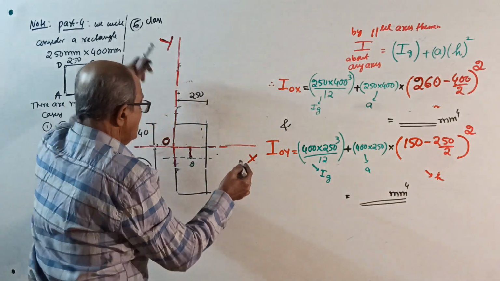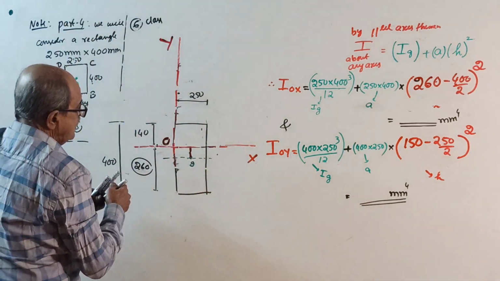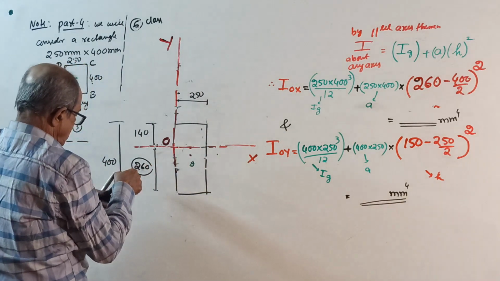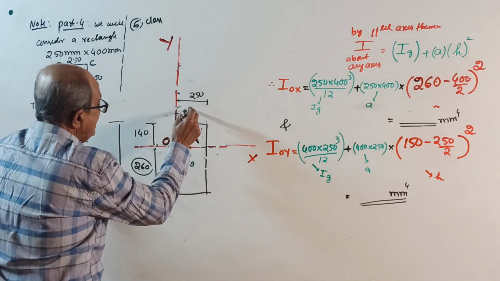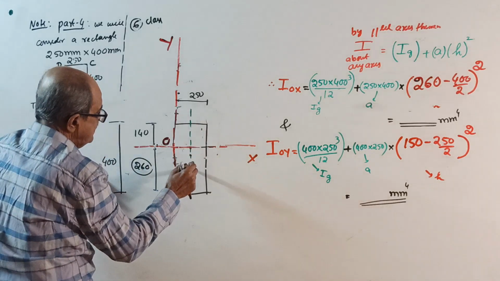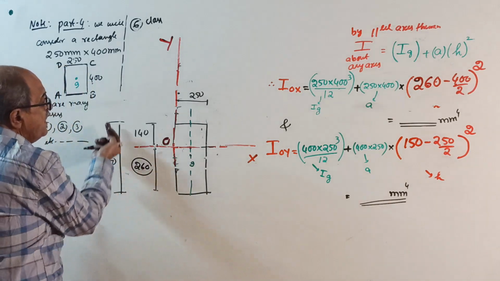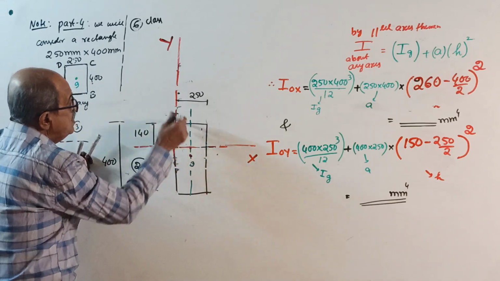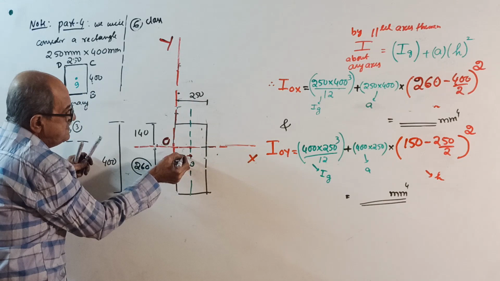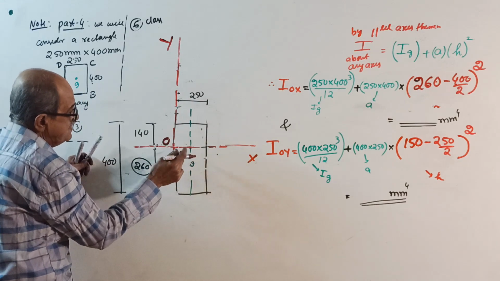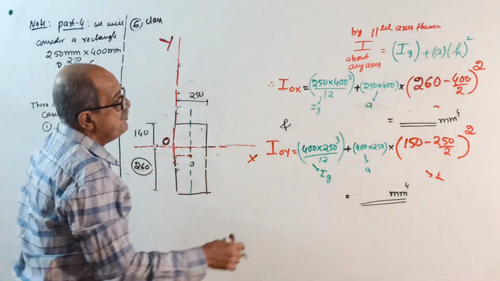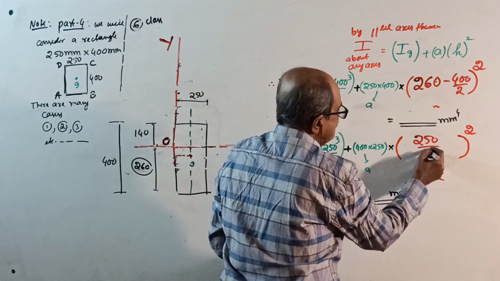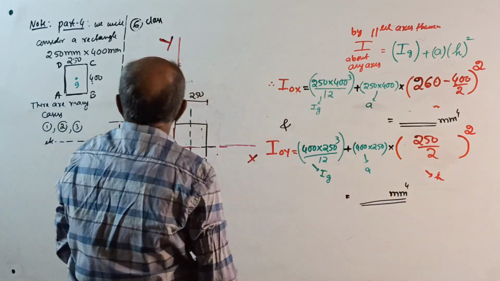Over. I about OY. Start. First I about its own axis, which is here. As usual, 400 into 250 cube by 12 plus area into the distance from centroid to OY squared. That distance is the midpoint 250 by 2, whole square. This is your question number 6.